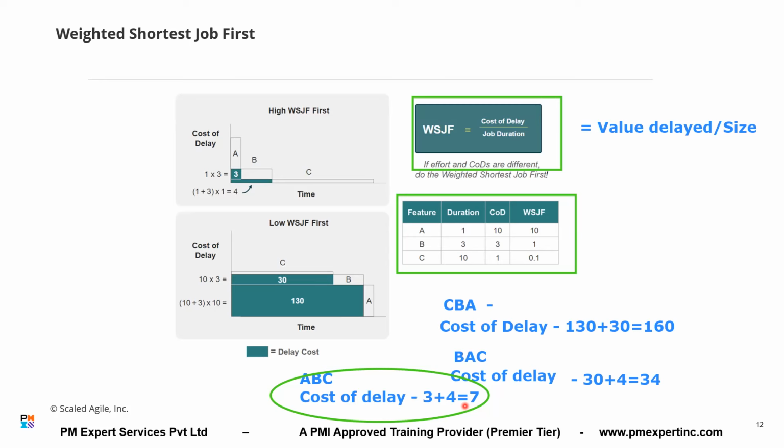Yep. Any question on whatever we have done so far? Yes, Pankaj, I have a question because I am still not able to figure out in the first example, CBA, how we are able to calculate this 130. I am trying to relate this table, but it is still unclear. See, Pankaj, if you agree, I want to make a comment. If we present value delayed as opportunity lost, I think it will become very easy to understand.